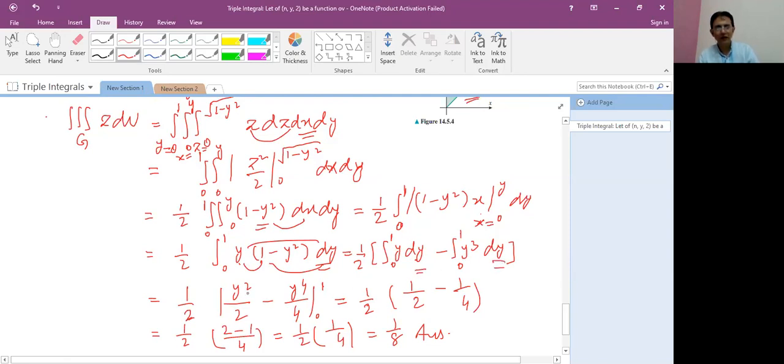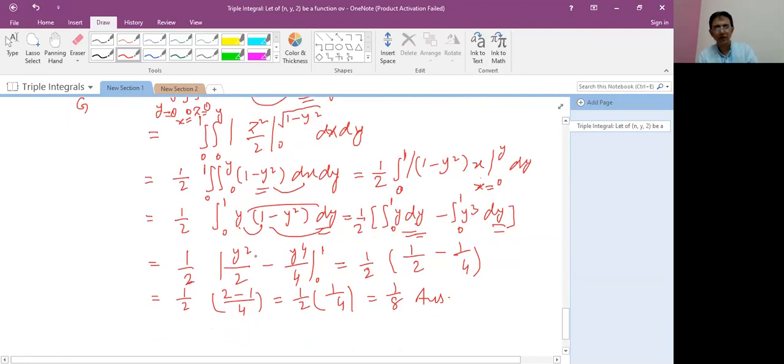After integrating, the answer is y square upon 2 for the first term, and for the second term it is y to the power 4 upon 4. Then applying the lower and upper limits, it is 1 upon 2 minus 1 upon 4. If you find the solution, it is 1 upon 4, so the answer is 1 upon 4.